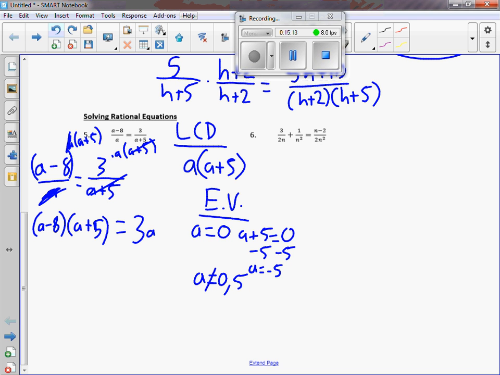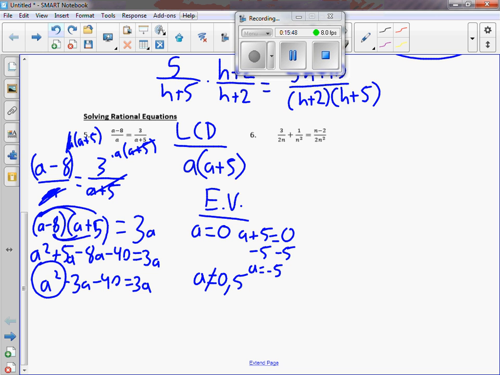And so when we're multiplying polynomials, remember we use double distribution or the box method. We'll get a squared plus 5a, distribute the negative 8, minus 8a minus 40 equals 3a. We can combine, that should be 5a. We can combine our like terms. A squared minus 3a minus 40 equals 3a. And now at this point, if we just have x, we'll solve for x. If we just have a, we'll solve for a. In this case, we have a squared.